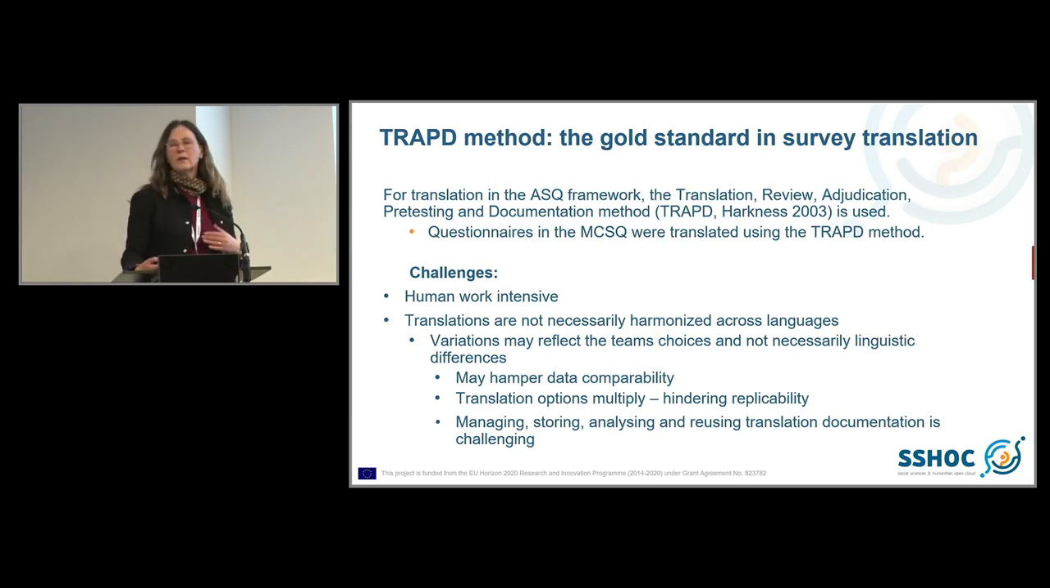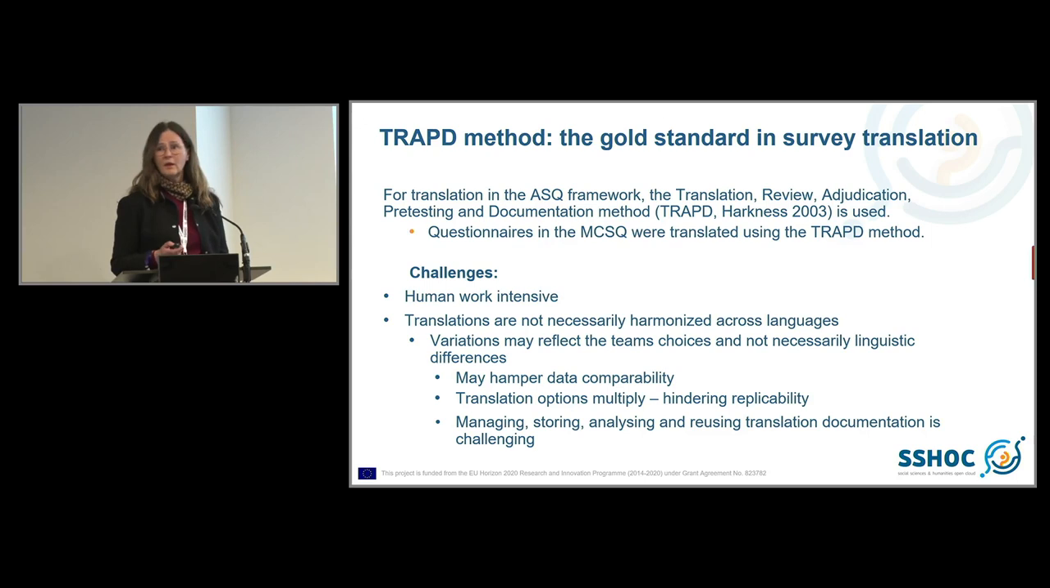When you translate these surveys, normally the TRAPD method is used. It's considered the gold standard in survey translation. But this method has a few challenges. Firstly, it's very human-work intensive. And then the translations are not necessarily harmonized across languages. I've been told that the French-Swiss team does not necessarily work with the French-French and the French-Belgian team to harmonize their questions and answers. And also, these variations may reflect the teams' choices and not necessarily linguistic differences.